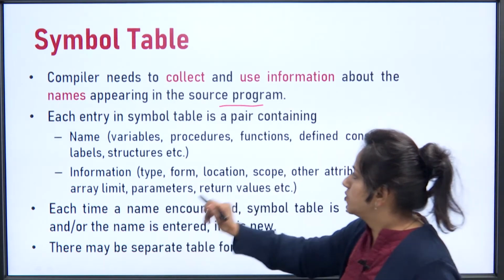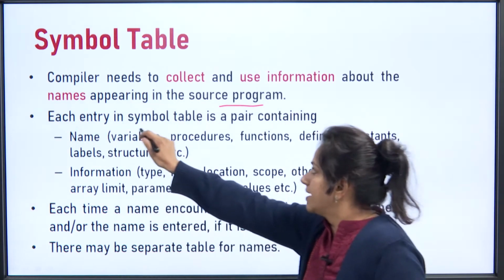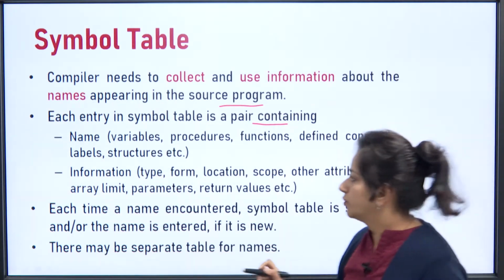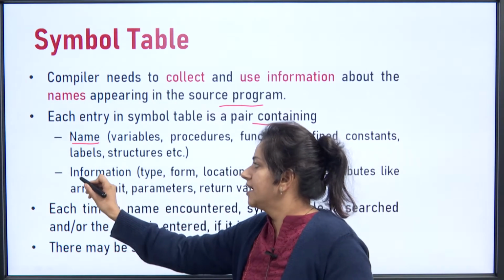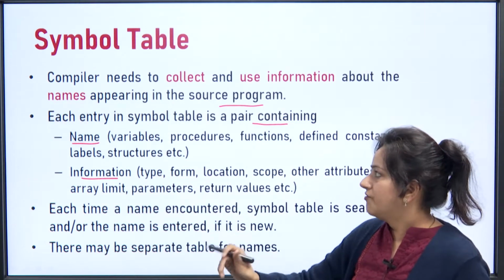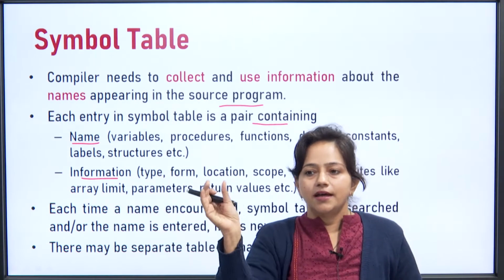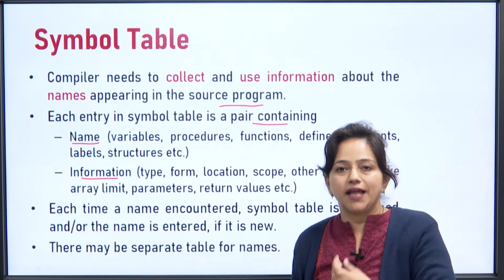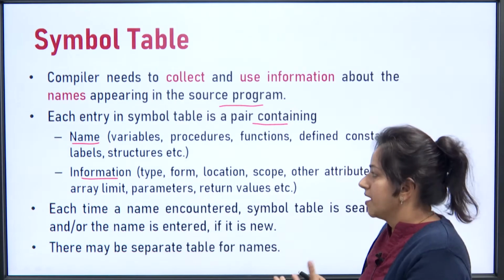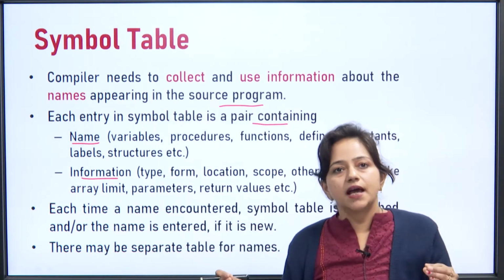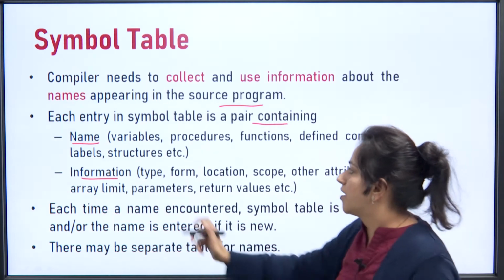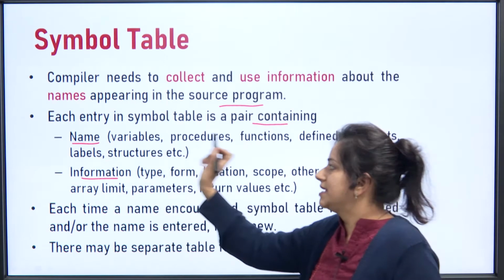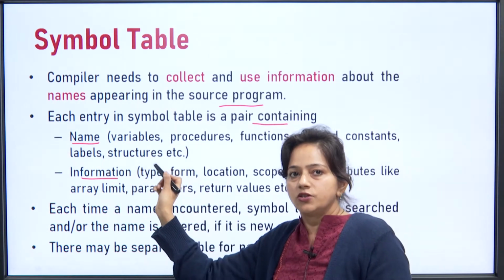So, how is it actually done? Each entry in the symbol table is a pair. This pair consists of two things broadly: the name and the information. What is a name? While scanning, it will find some sequence of characters, and this sequence of characters can be the name of a particular variable. The string of characters forming a name can be for a variable, procedure, function, defined constants, labels, or various structures. So, this is the name.